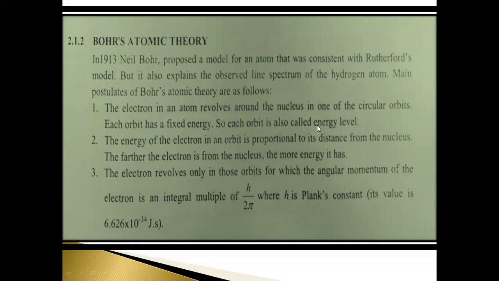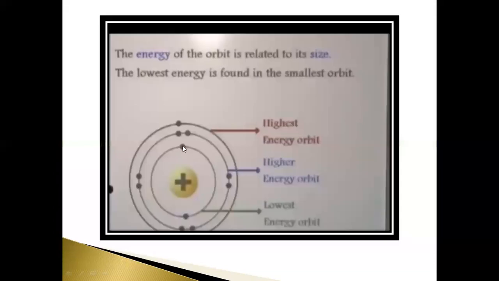So it is called energy level. Second point, the energy of the electron in an orbit is proportional to its distance. Again, I told you that the first shell has the lowest energy, the second is higher, and the third is the highest energy. So as the electron is farther away from the nucleus, with more distance between the nucleus and electron, that electron will have more energy. It means that an electron present in the third shell will have more energy than those present in the second and the first shell.